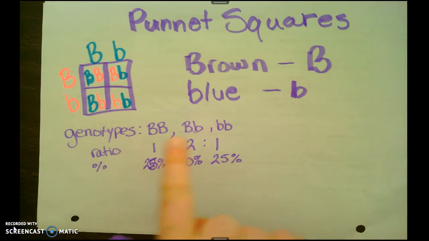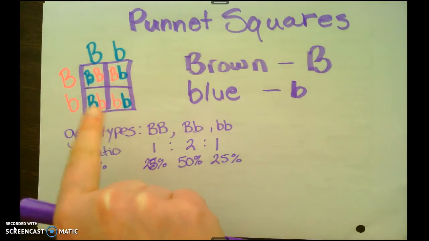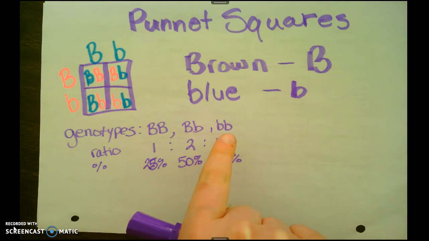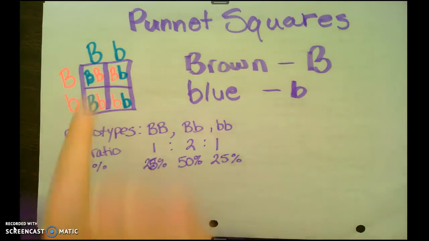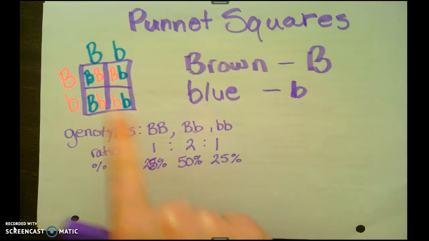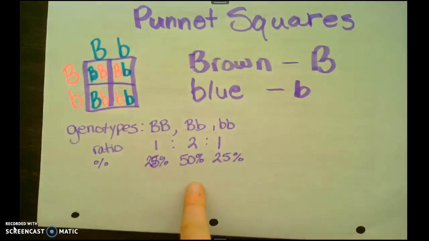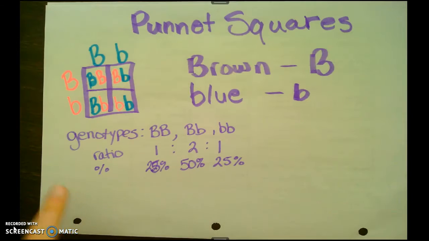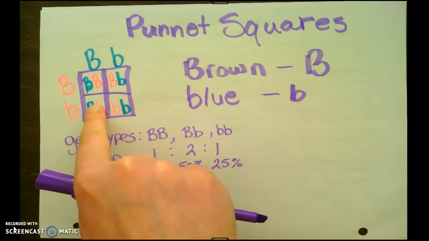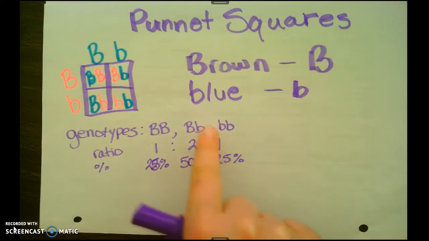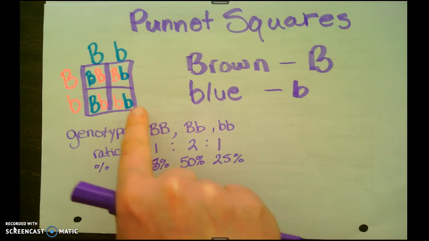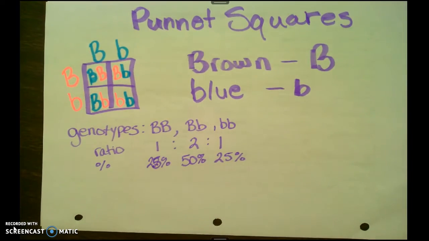So this is how you get your genotypes. First, you're looking in your boxes to see what genotypes you had. If you want to get the ratio, you're counting the number of times each was listed. So 1 time for big B, big B, 2 for big B, little b, and 1 for little b. And for the percentages, each of these boxes is worth 25%, so you would add those together. There's only 25% for big B. There's 2, so 25 plus 25, that's 50% for the heterozygous, big B, little b. And there's 1 box, so 25% for the little b.